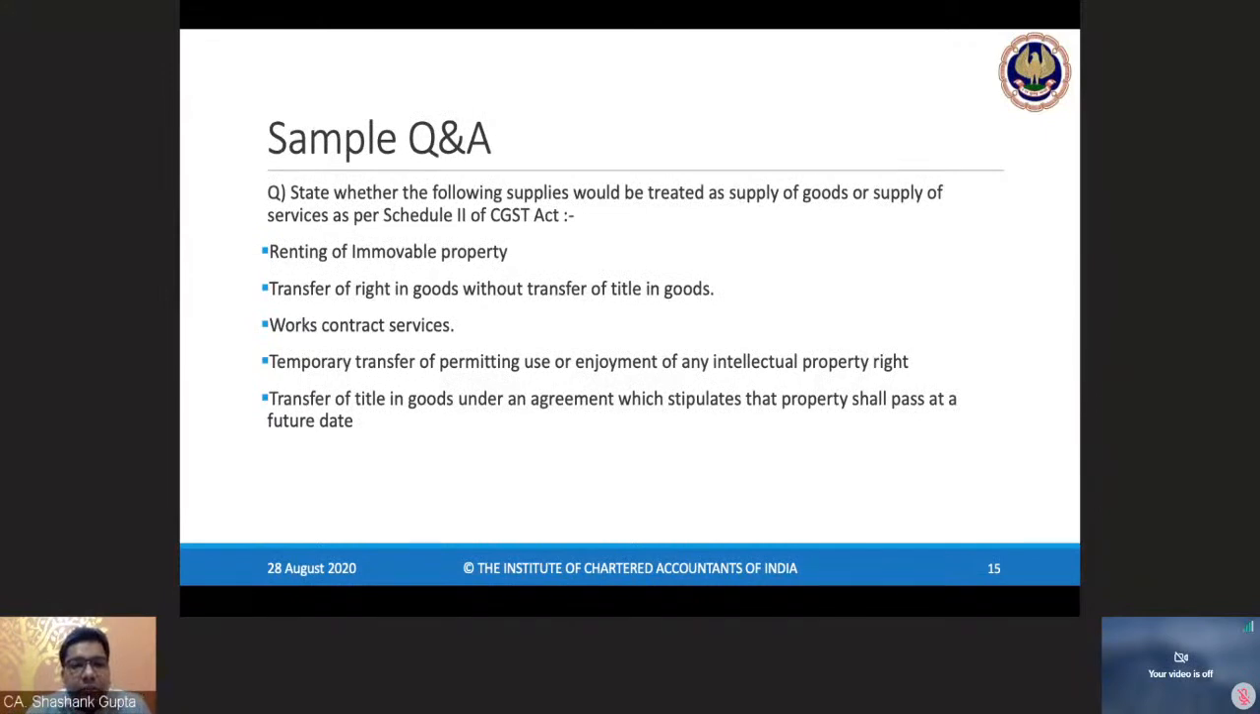Now the question here is, basis our analysis of Schedule 2 that we had studied yesterday, you need to tell me that there are these 5 activities: renting of immovable property, transfer of right in goods without transfer of title, works contract service, temporary transfer of permitting use or enjoyment of IPR, and transfer of title and goods under an agreement which stipulates that property shall pass at a future date. So you need to tell me which of this is supply of services and which of this is supply of goods. For the sake of reference, you can take it 1, 2, 3, 4, 5. So mention 1, service 2, service 3, this, that.